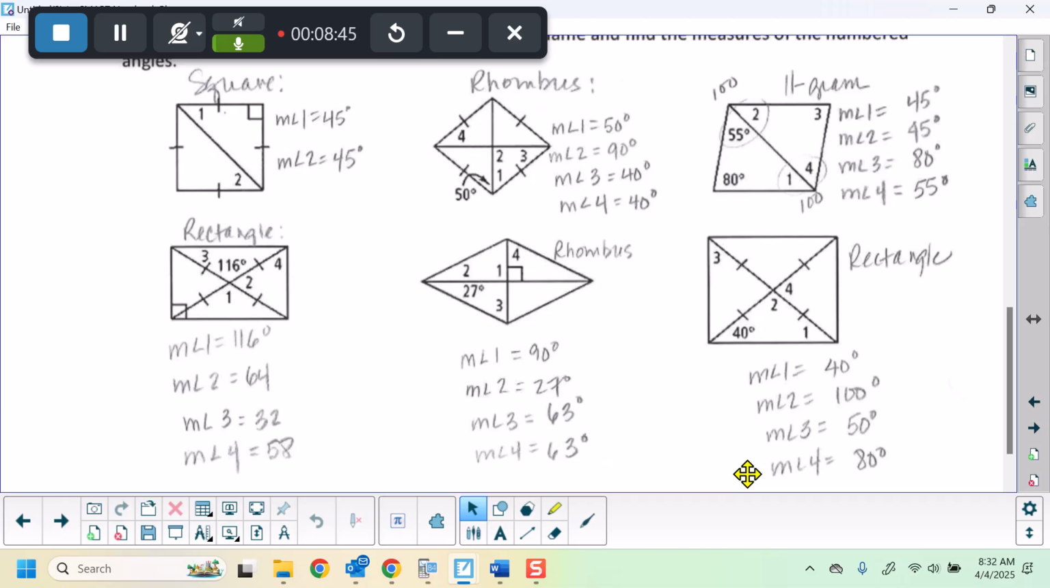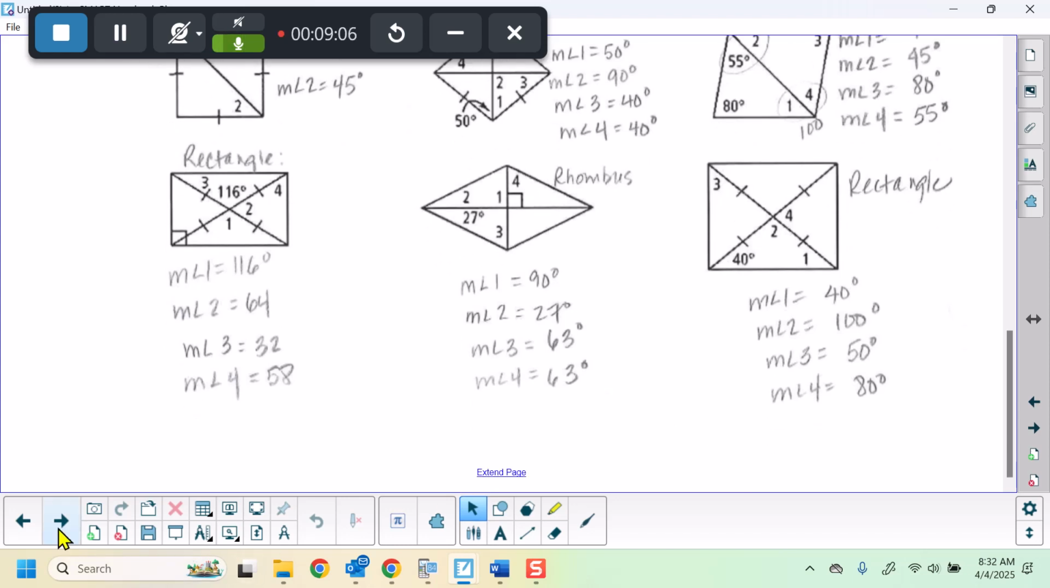Go ahead. I don't understand how you found 2 for the rhombus. 2 for the rhombus. Yeah. If it's a rhombus, then these diagonals are angle bisectors. Done. Oh, okay. Right? Too much to remember. What else you got? All right.